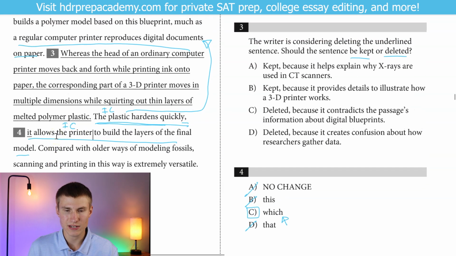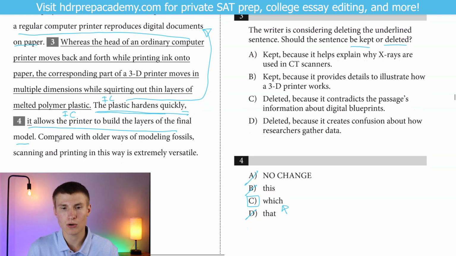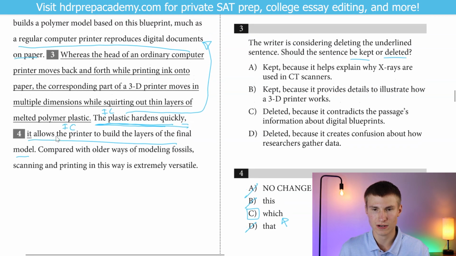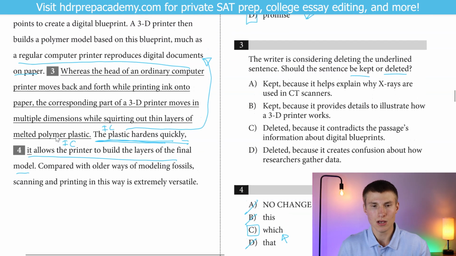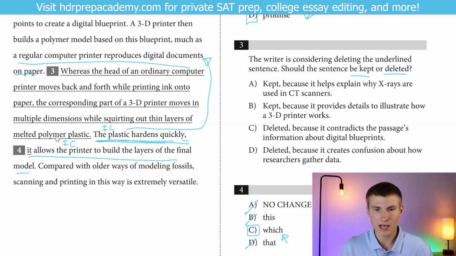Now, going back to 3, like I said, we don't know what this plastic is, right? So one thing I'm looking for is in this underlined portion, if we can go ahead and figure out what that is, because if we can, we're going to want to keep it. So let's go ahead and read through. So we have, whereas the head of an ordinary computer printer moves back and forth while printing ink onto paper, the corresponding part of a 3D printer moves in multiple dimensions while squirting out thin layers of melted polymer plastic.